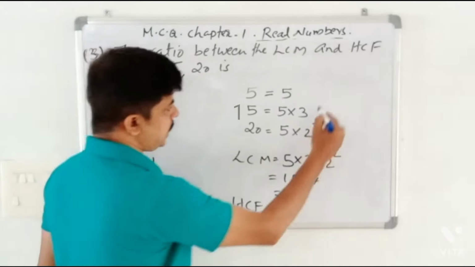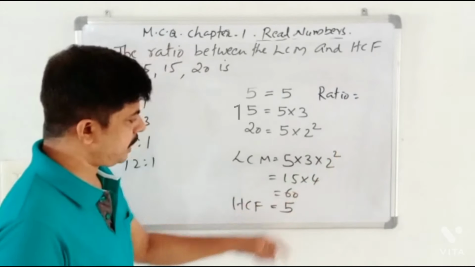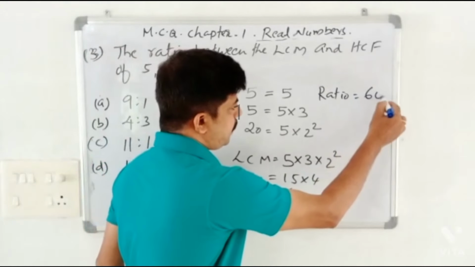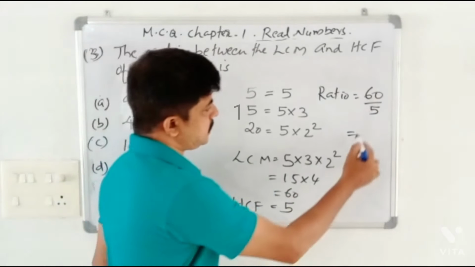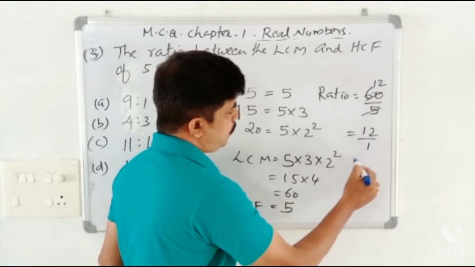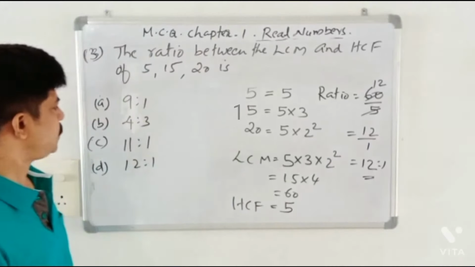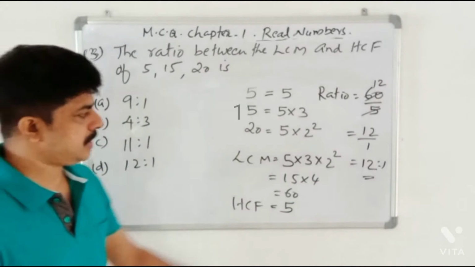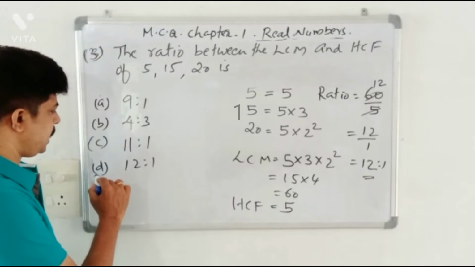Now we have to find the ratio between LCM and HCF. We have the ratio 60/5. 5 twelves are 60, therefore the answer is 12/1, the ratio is equal to 12:1. Therefore the ratio between LCM and HCF is 12:1, and our correct answer is option D, 12:1.